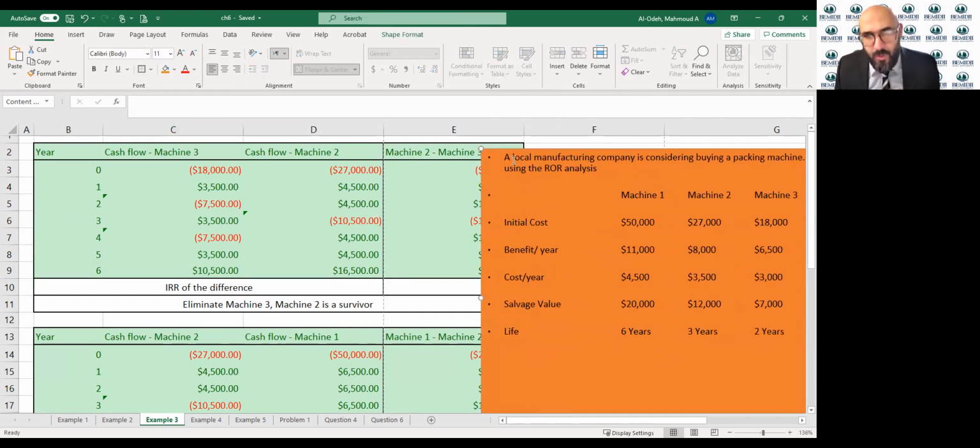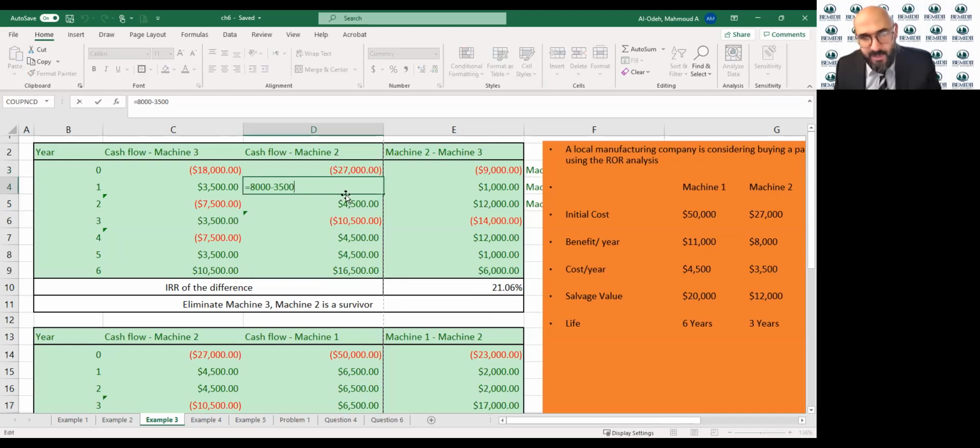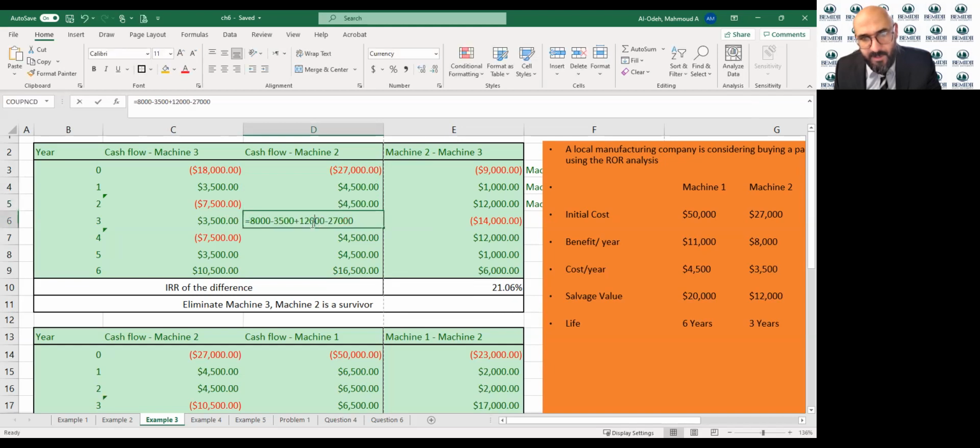So we're going to buy this machine 2 times. All right. So what we do, we buy it for 27,000, and then 4,500, 8,000 minus 3,500, and then the same thing, 8,000 minus 3,500, and then we do the same thing. We have to stop and think what we need to do.